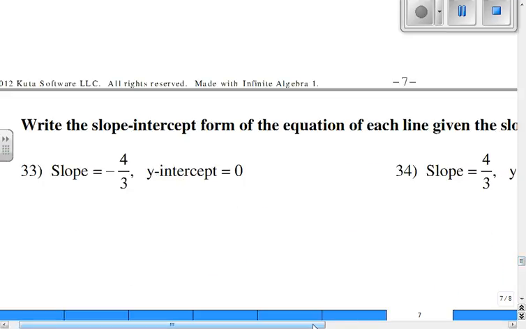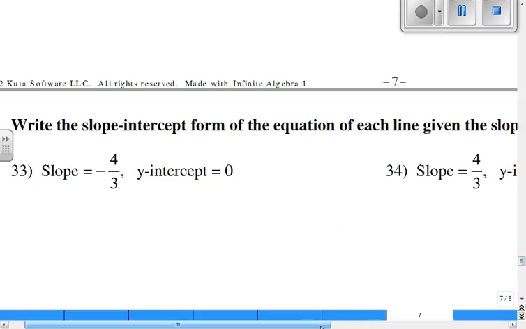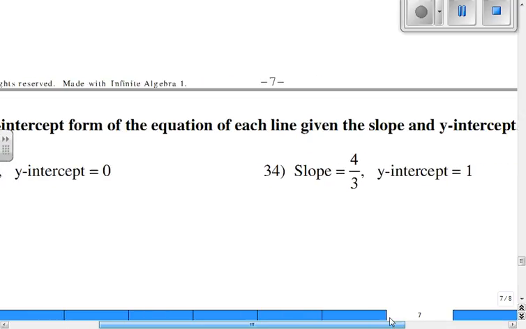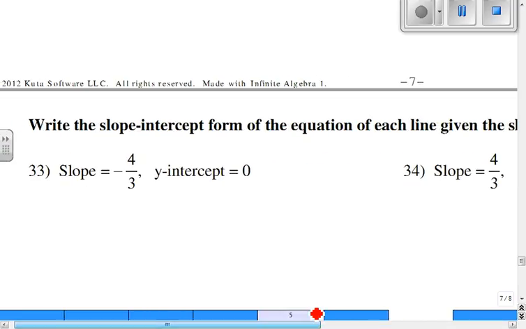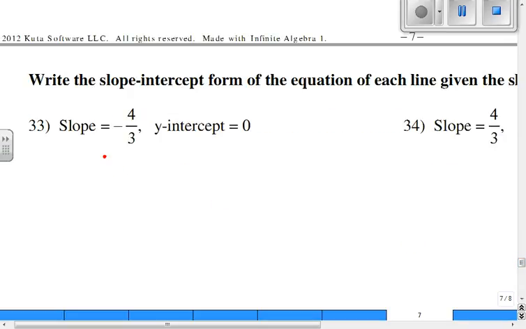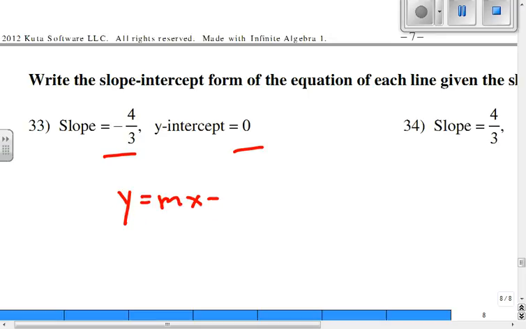Okay, this says write the slope-intercept form of the equation of each line given the slope and the y-intercept. Well, this is the easiest type of problem you can be asked because it gives us a slope and a y-intercept. And we know that y equals mx plus b. m is our slope and b is our y-intercept. So all we have to do here is just plug it in.